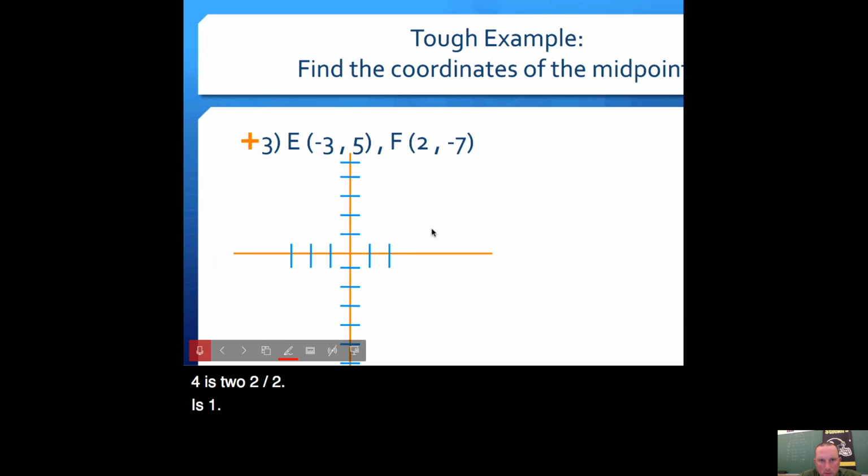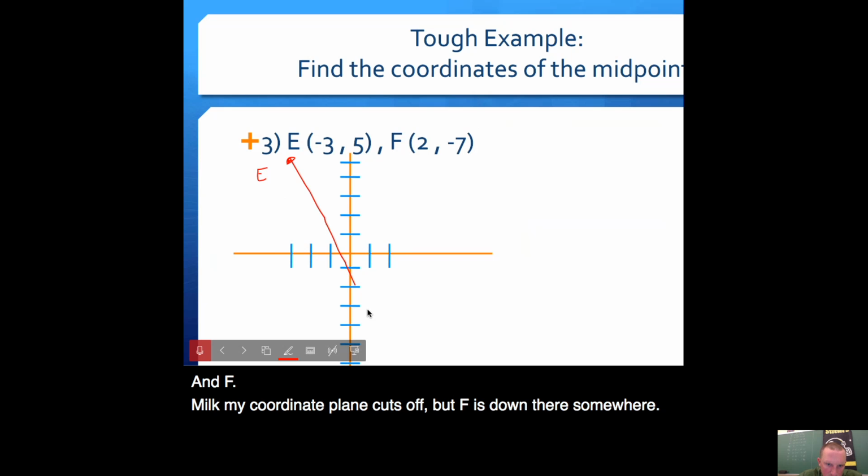Here's a tougher example. E is going to live at (-3, 5). And F, well, my coordinate plane cuts off, but F is down there somewhere at (2, -7).